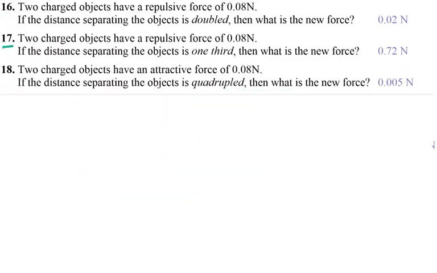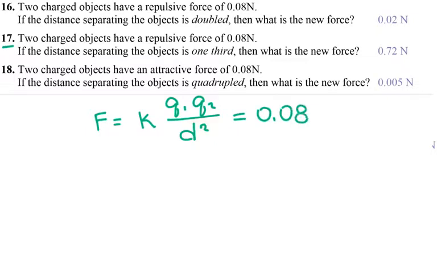For number 17, two charged objects have a repulsive force of 0.08 newtons. If the distance separation of the object is 1/3, then what is the new force? So again, I'm going to write the force is equal to K Q1 Q2 over the distance squared, and that is equal to 0.08. So I know all this is 0.08.